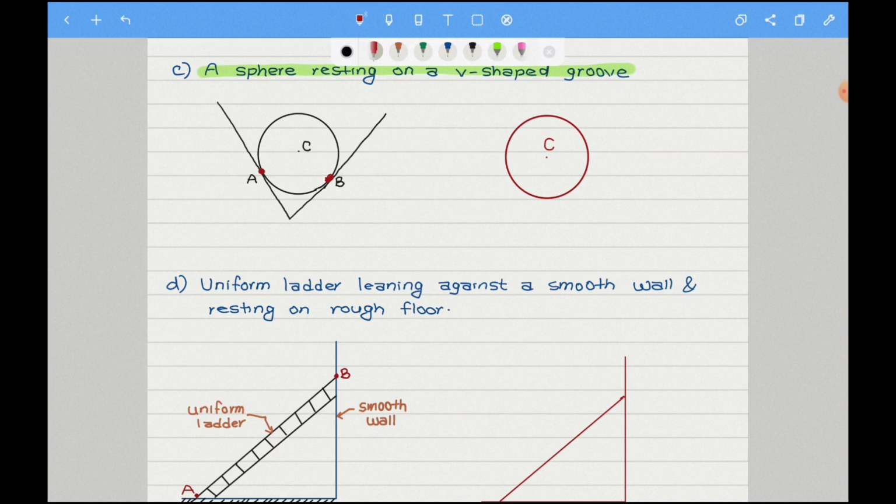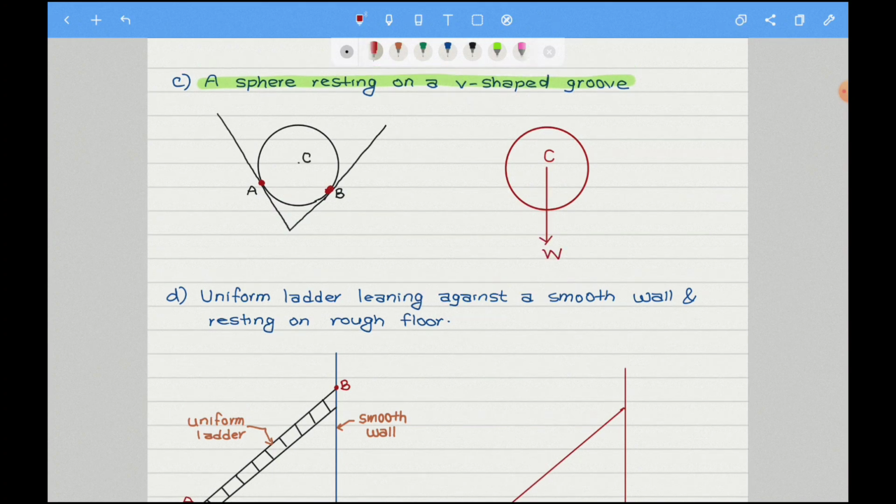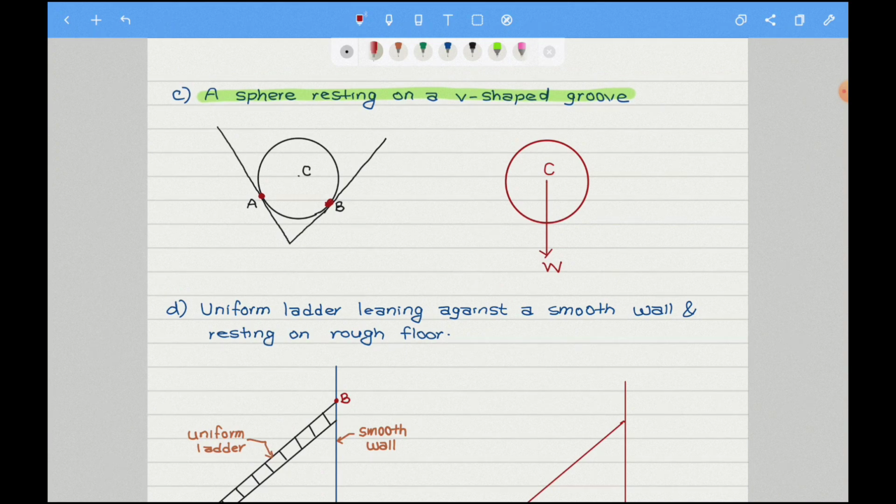So let us draw the free body diagram for this example. We will draw the sphere as I already did here. Secondly, we will be representing the weight component in a vertically downward direction. This is W that should act through the centroid of the sphere. Then at the contact point A, the reaction force RA appears.